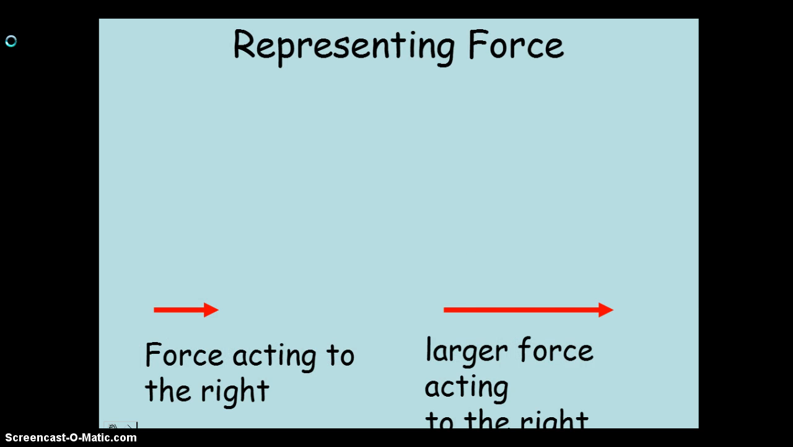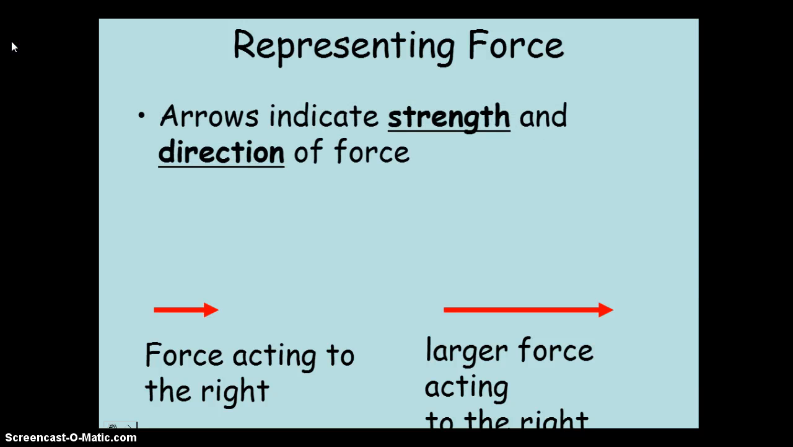Okay, so we use arrows to represent force, okay, and the strength of the force, you would have a longer arrow, and the way the arrow is pointing is the direction that the force is going in. So as you notice here, we have a short arrow, which means that it's a smaller force, but it's moving to the right, okay? Over here we have a larger arrow, which would indicate a stronger force, and that is also moving to the right.